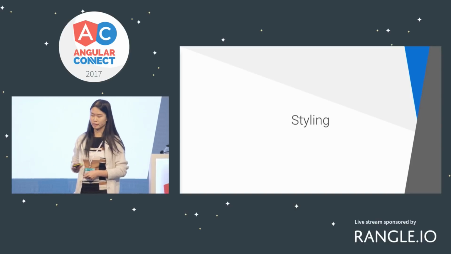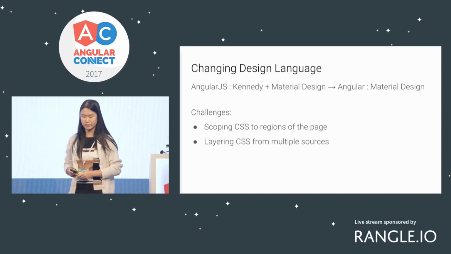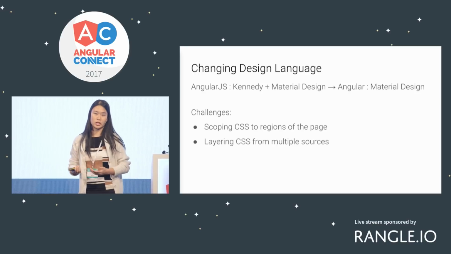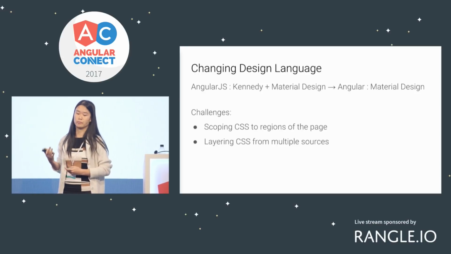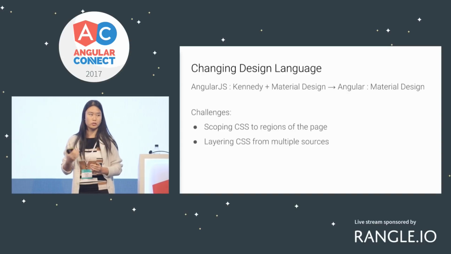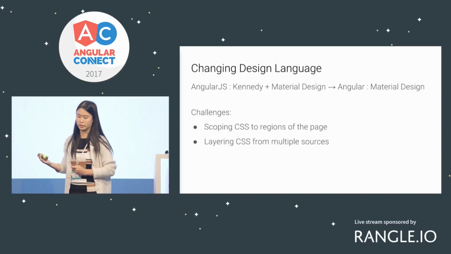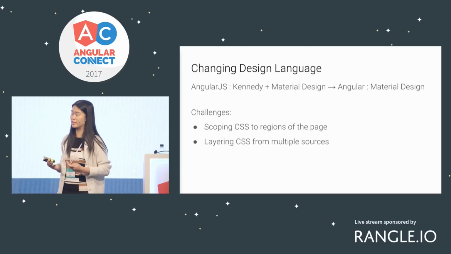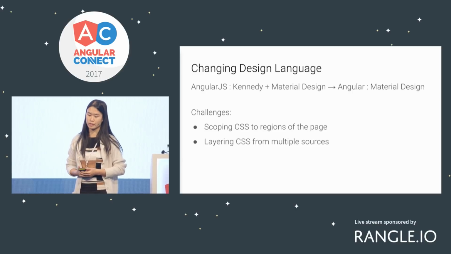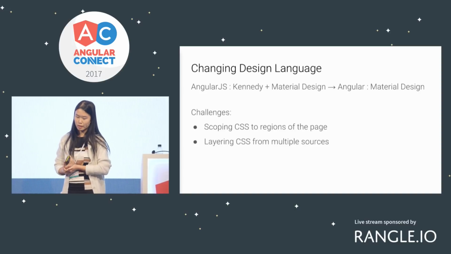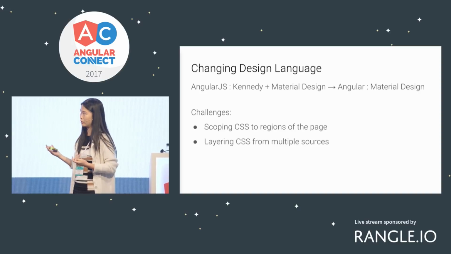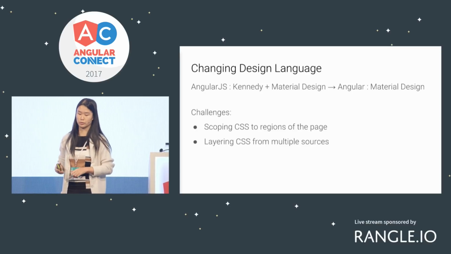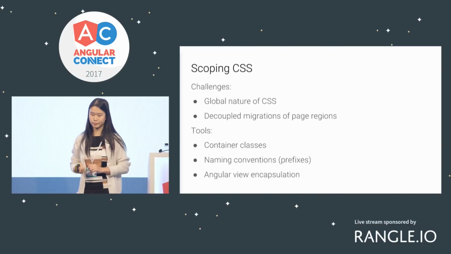This is styling, also called Connie Complains About CSS. As part of our migration, we decided to change design languages. We went from the classic Google Kennedy design language, think Gmail, to Material Design in Angular. Not all projects will be doing something like this, but it definitely exaggerated the problems that we ran into with CSS. So we have a lot to talk about. The challenges we came here with are scoping CSS to regions of the page and layering CSS from multiple sources. Let's talk about each of those.